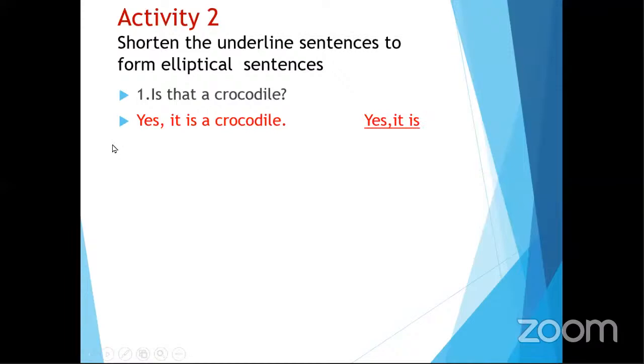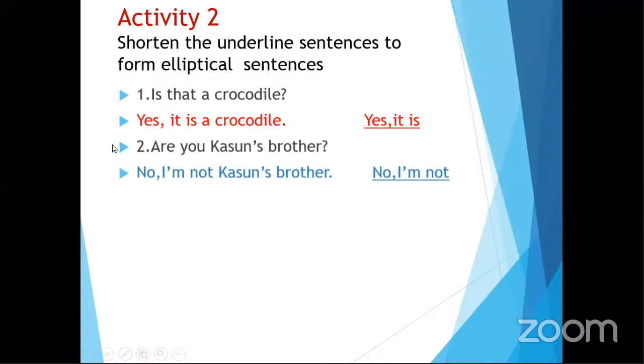Alright, let's look at the second one, dear students. Are you Kasun's brother? No, I'm not Kasun's brother. That is the long form. No, I'm not is the ellipted form. So, very important.